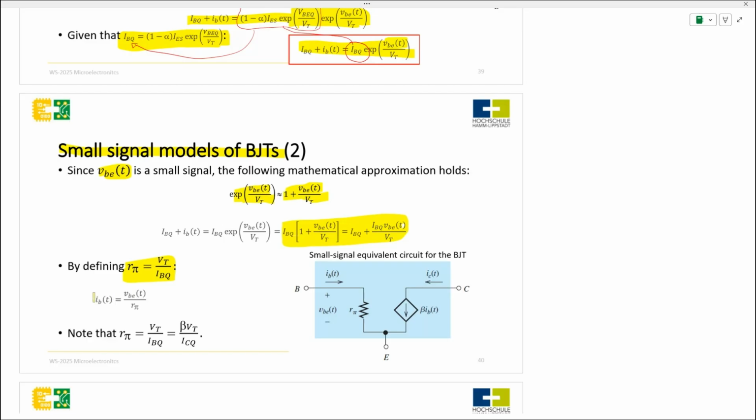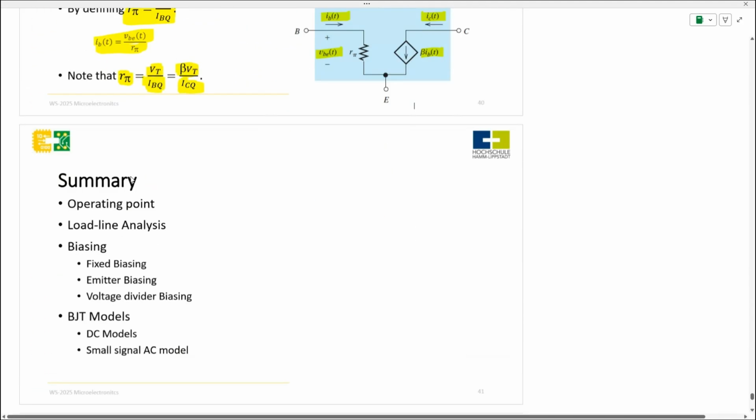And then you take ib(t) equal to vbe(t) over r pi. And we can put down that r pi equals VT over IBQ, which is beta VT over ICQ. Of course, now you just have to remember it, but the best way is to do an exercise about it, or you can go to the physics.